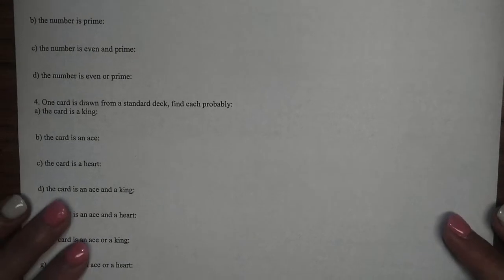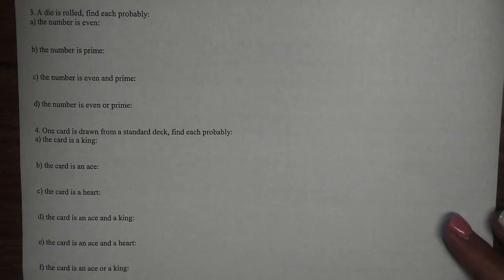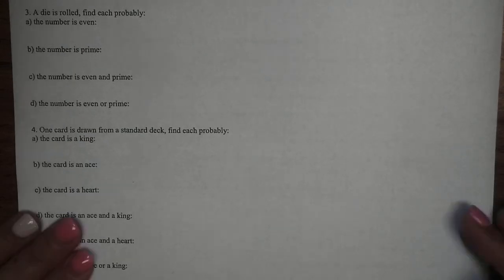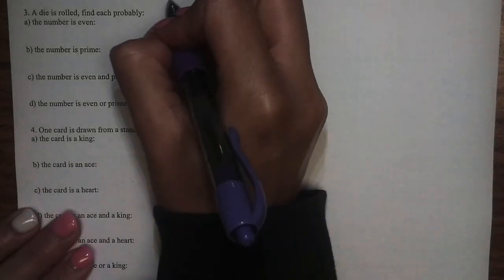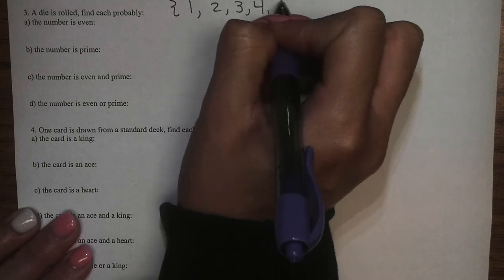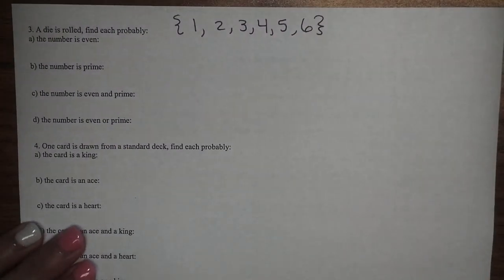Now, the next example that we'll be doing is actually finding probabilities of events. So our first event here on number 3 says that a die is rolled. So again, assuming we have just a standard fair die, the numbers 1, 2, 3, 4, 5, and 6. Now let's find these probabilities here.